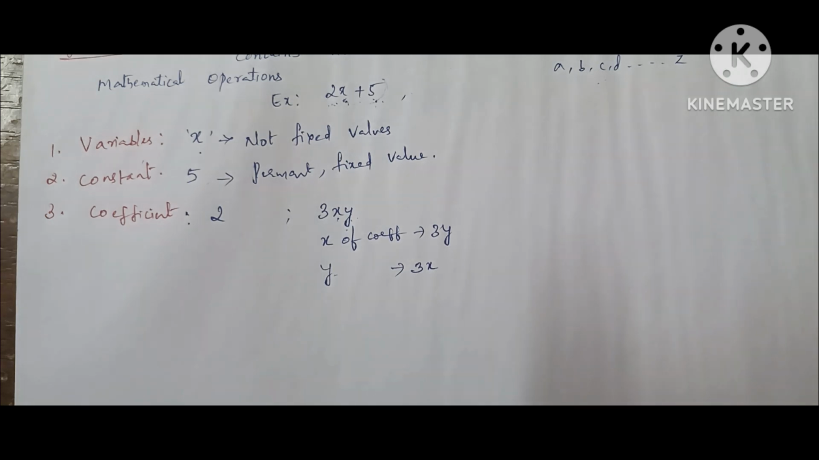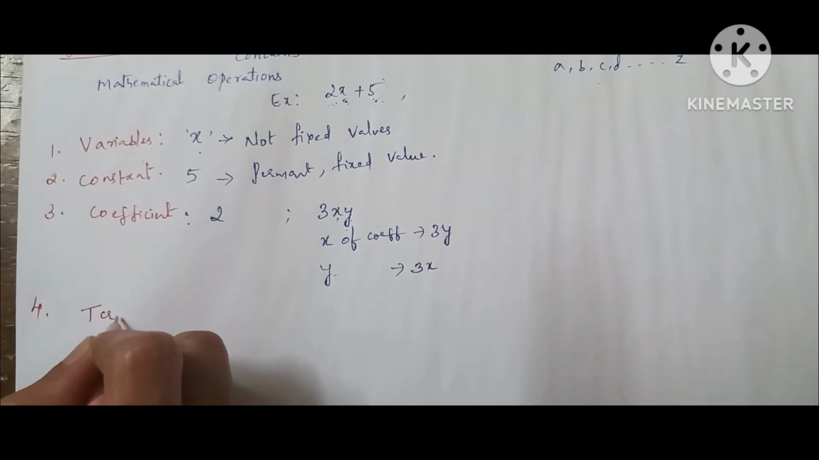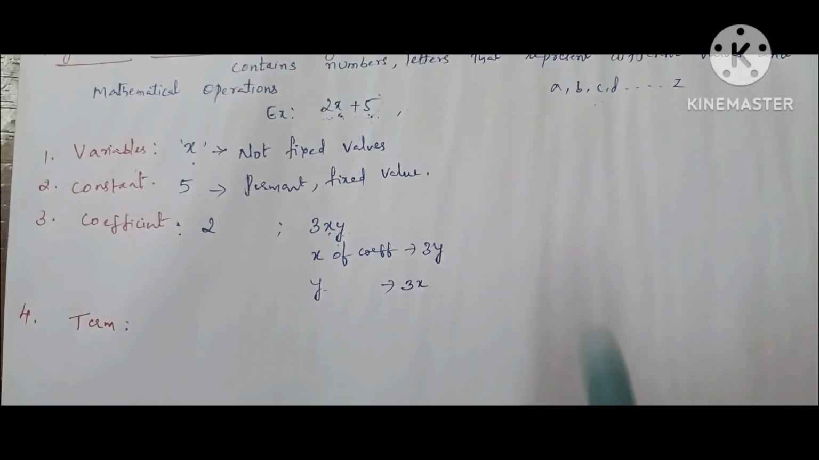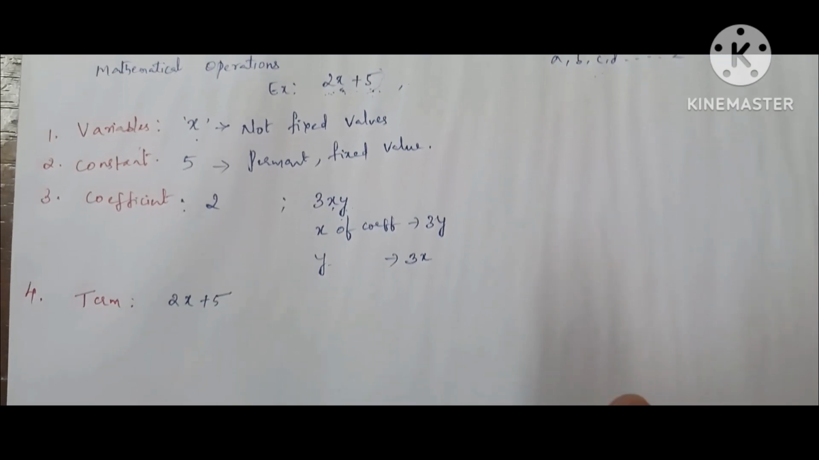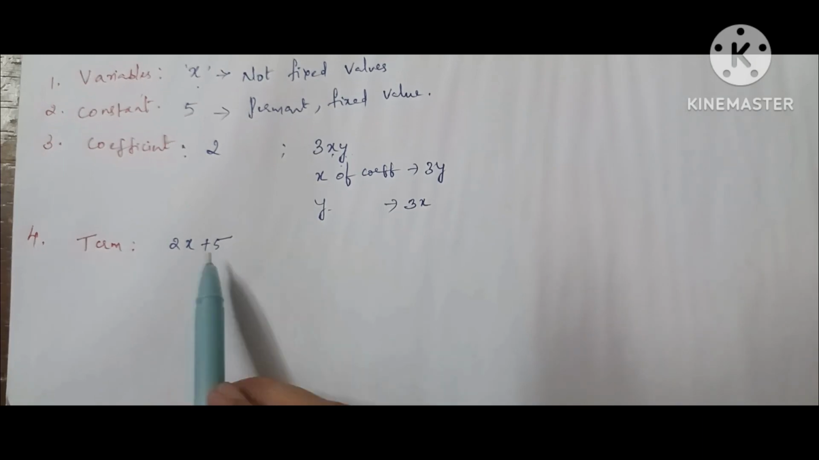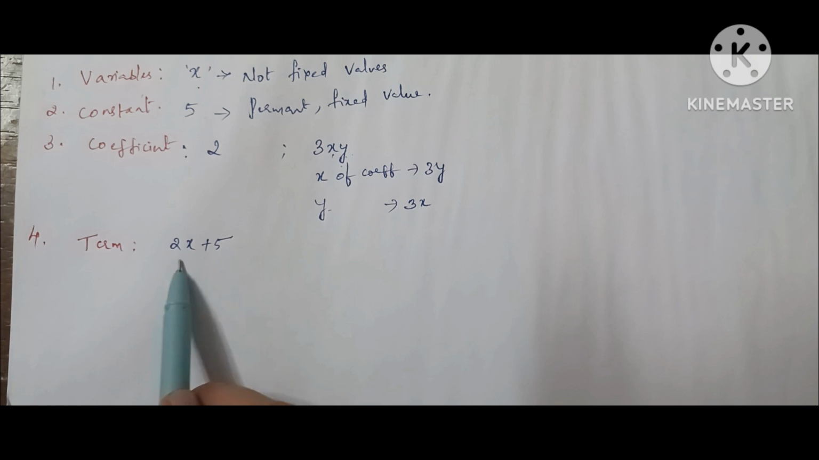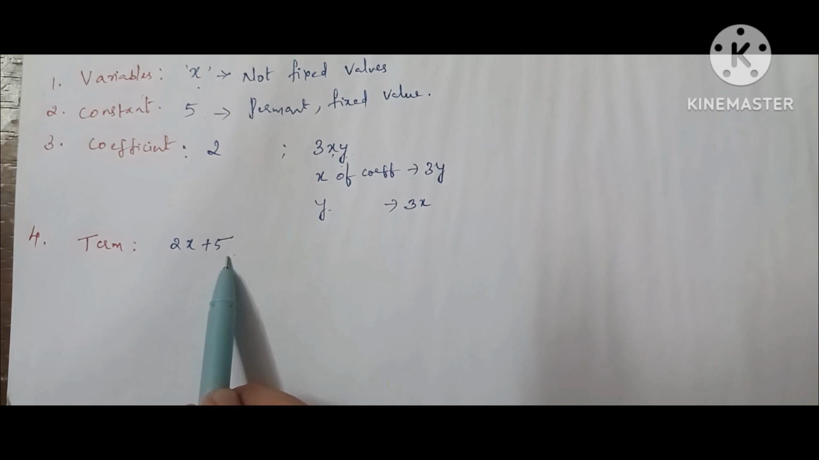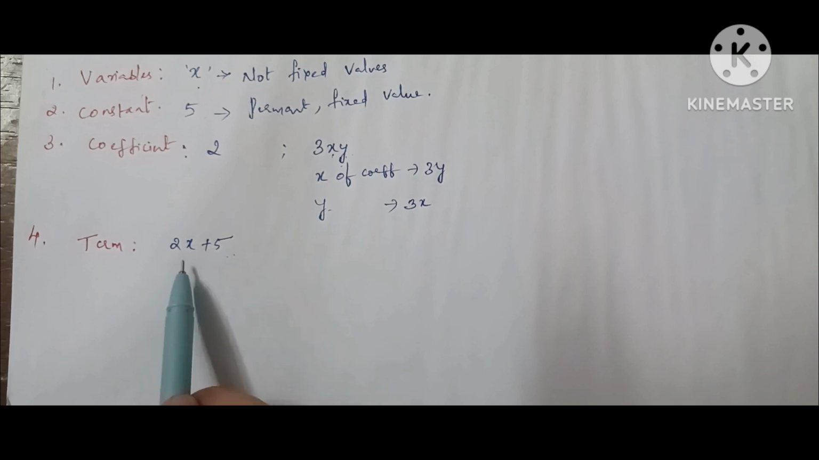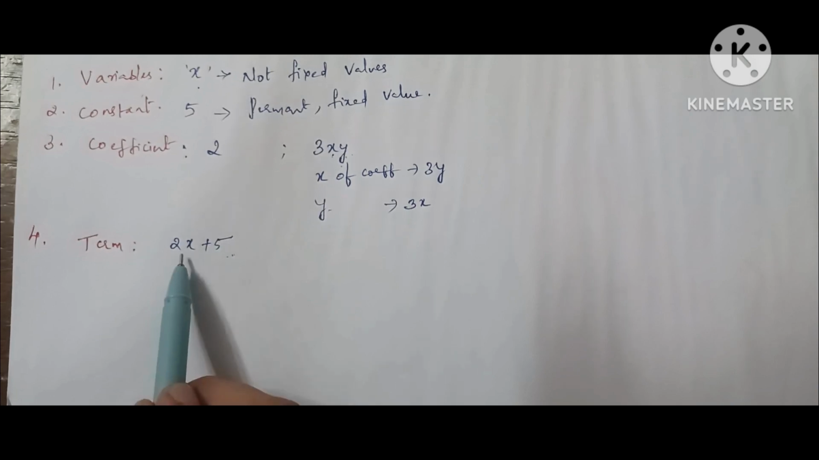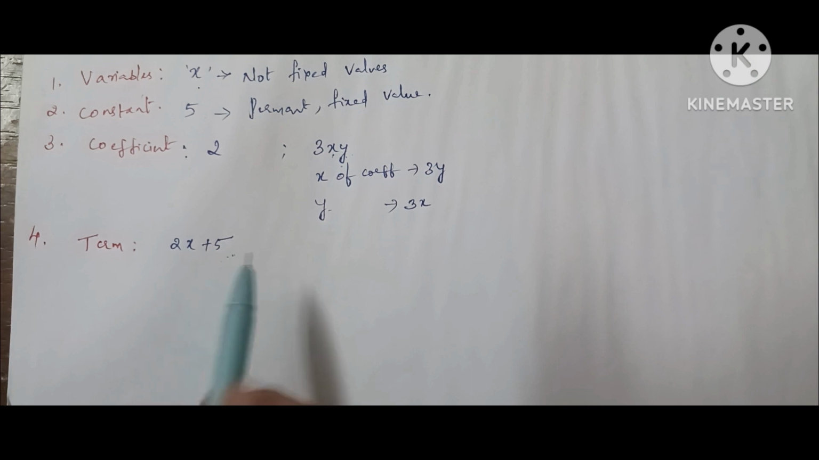Then the next part is terms. T-E-R-M. What is a term? If you write 2x + 5, how do we identify the terms? Which operation are we using here? Plus is the operation. This plus divides the expression into two parts, 2x and 5. Whatever is before and after the plus is known as a term. So here, 2x is one term and 5 is another term.